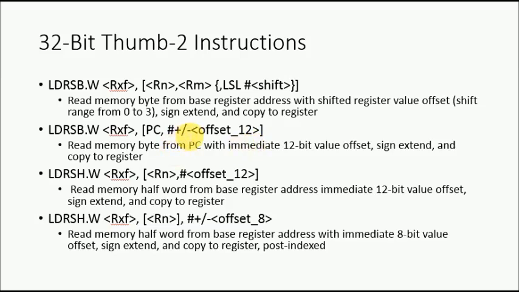Next is LDRSH.W RxF, Rn, #offset 12-bit. So here the half word, that is 16-bit, is transferred from the memory to the register RxF. Rn has the base address and the offset is given immediately in the instruction. Next is LDRSH.W RxF, Rn, #+/-offset 8-bit. Here the half word, that is 16-bit, is transferred from the memory to the register RxF. The base address is present in the Rn register and the offset is provided in the instruction.